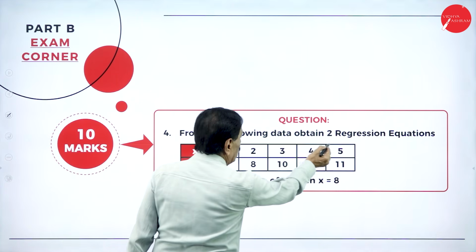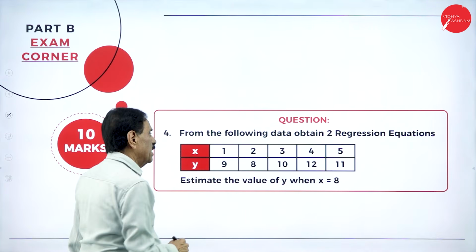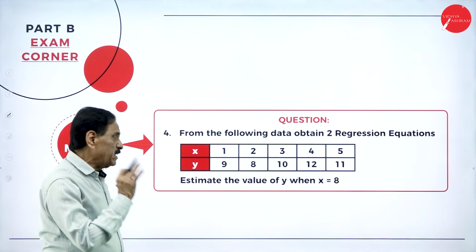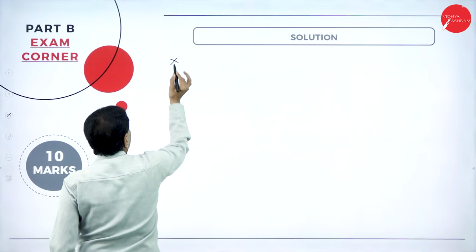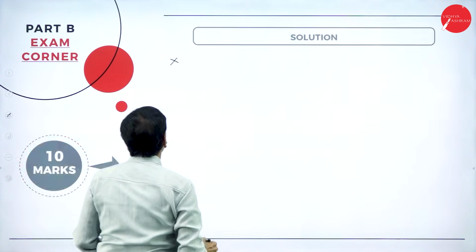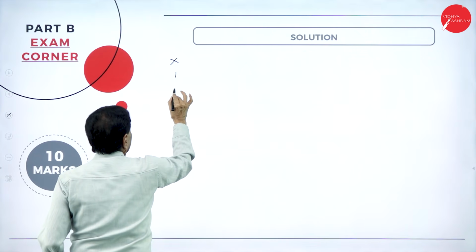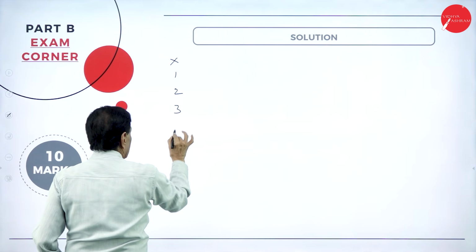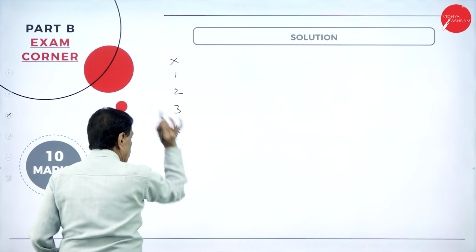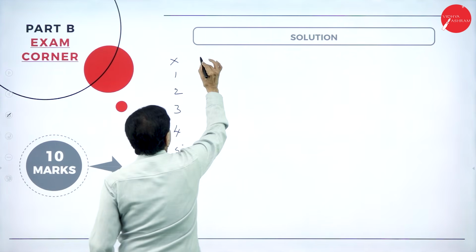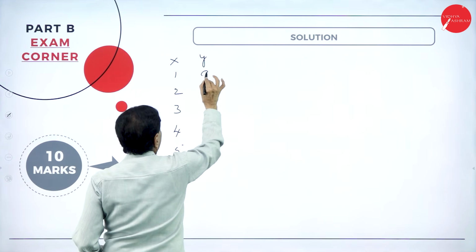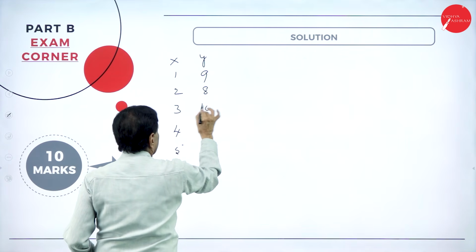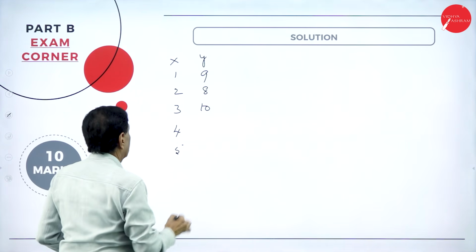From the following data, obtain two regression equations. Now, you have to construct regression equation. X: 1, 2, 3, 4, 5. Y: 9, 8, 10, 12, 11.